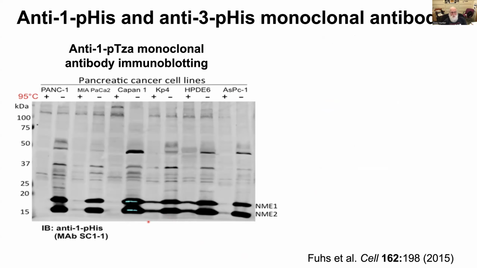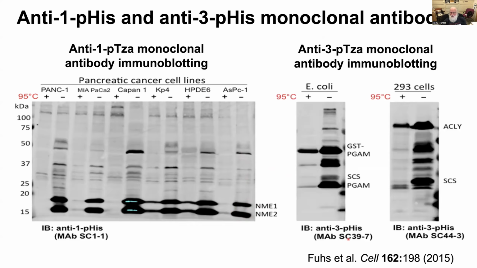And this work was published 10 years ago now, so I'll just briefly show you what we got. We were able to generate both polyclonal and monoclonal antibodies, and here are some blotting experiments done with, in this case, pancreatic cancer cell lines, where we have 2 lanes for each cell line, 1 lane where the sample was not boiled and 1 where the sample was boiled to discharge the phosphohistidine. So it's very heat labile. You can see the major bands we actually detected were the NMEs and perhaps some other proteins whose signal goes away.